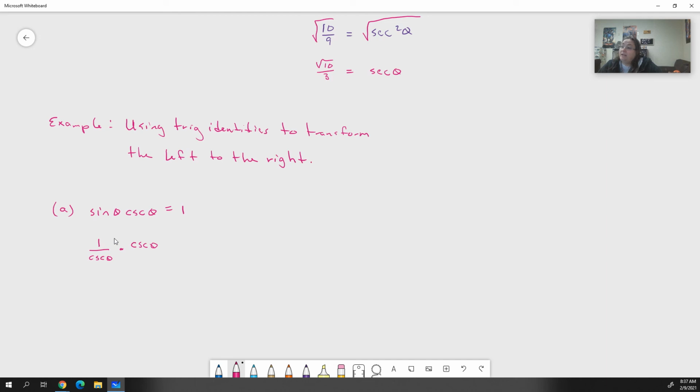And if we look at that, that's like over 1. Technically, anything can be written over 1, right? These would cancel each other out if we were multiplying, because that would be the same as saying cosecant of theta over cosecant of theta, which just equals 1. So I used trig identities to transform the left to the right.